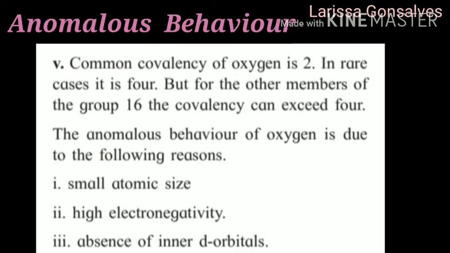But if you look at the other members of group 16 elements, then the covalency cannot exceed 4. Covalency is the number of electron pairs that an atom can share with another atom. So overall you can say that oxygen shows anomalous behavior because it has small atomic size, high electronegativity and also absence of inner d orbitals.